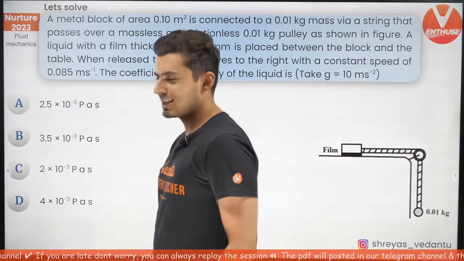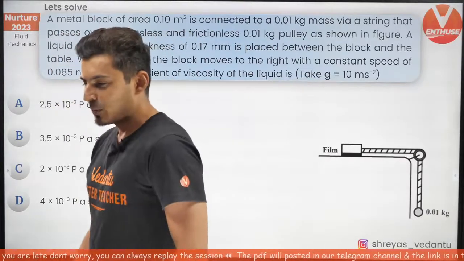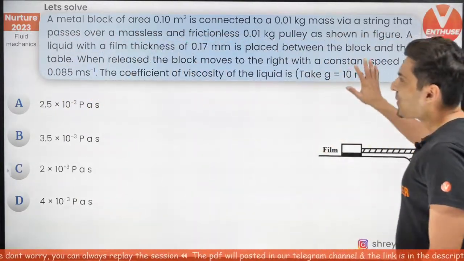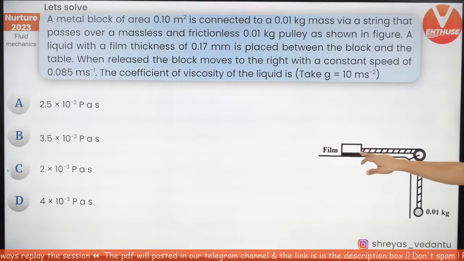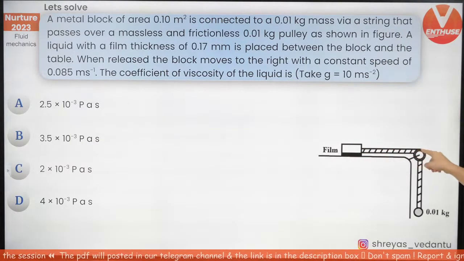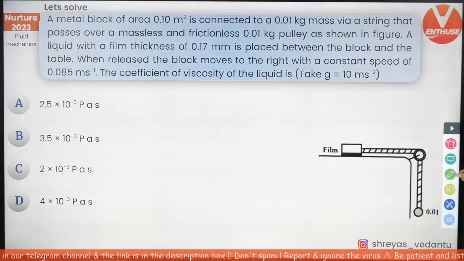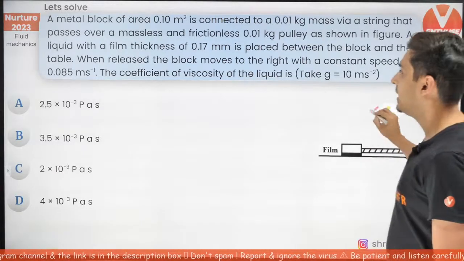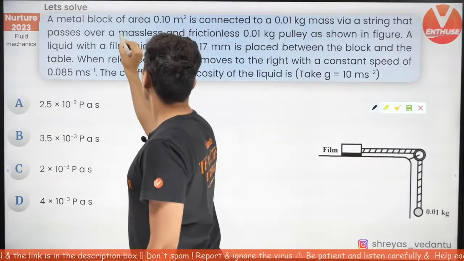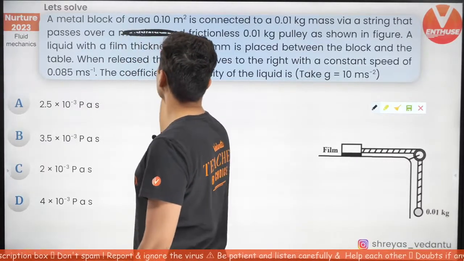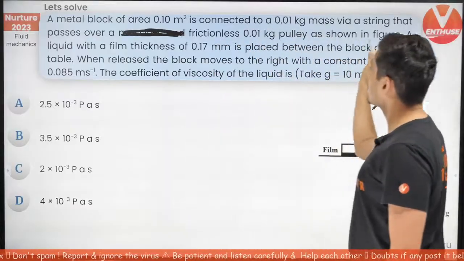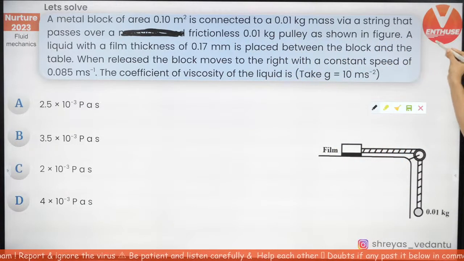And here is our question coming up on your screen. A metal block of area 0.01 kg mass is connected via a string over a massless, frictionless pulley. I think that word massless shouldn't have been there because the pulley has mass. Ignore these words, okay, over a frictionless pulley 0.01 kg as shown in the figure.